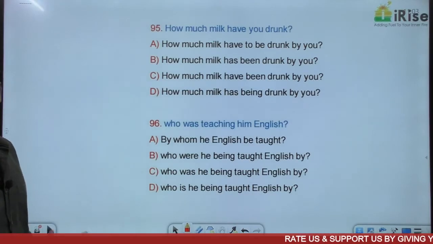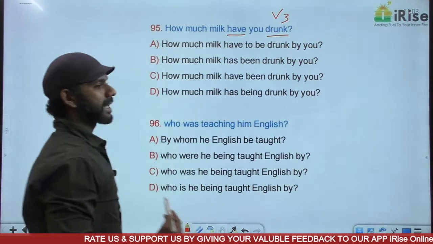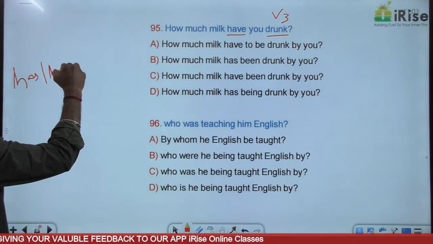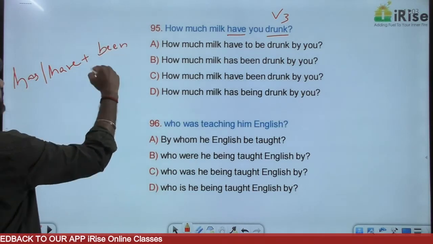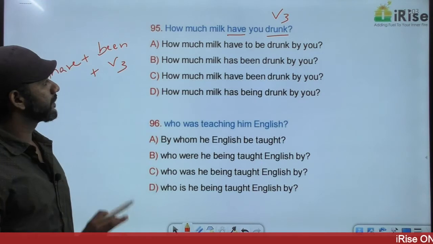How much milk have you drunk? Have drunk is have plus V3, present perfect active voice. In the passive voice, it must be has or have plus been plus V3. Been must be there in every perfect sentence in the passive voice.